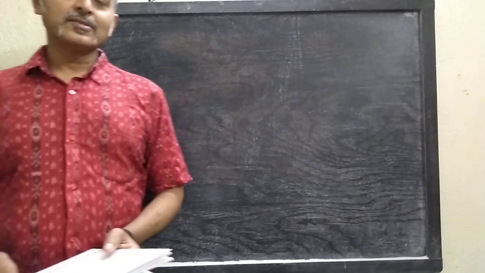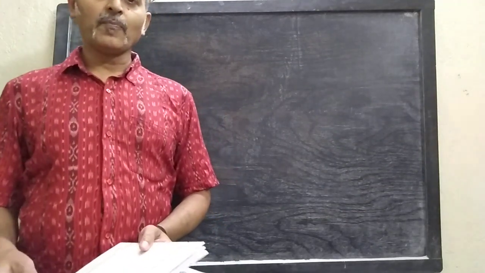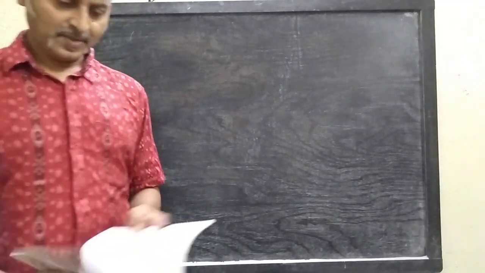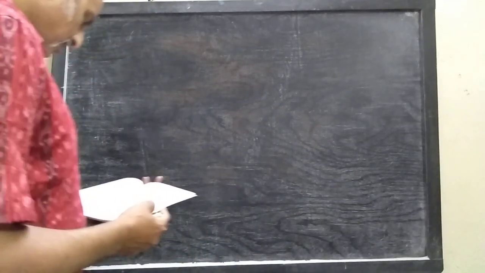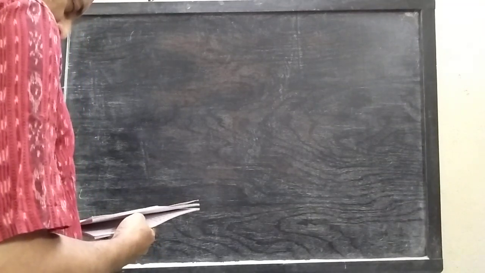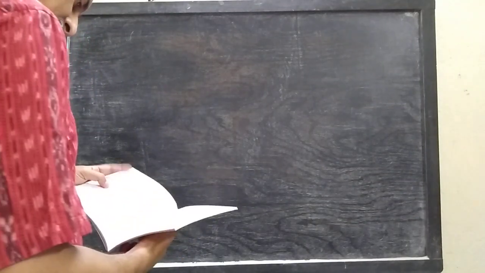Today I will start my discussion on applied problems in the principle of maximum and minimum. So let us start our first problem today. The question is: show that among all the rectangles with a given perimeter, the square has the largest area. The square has the largest area.